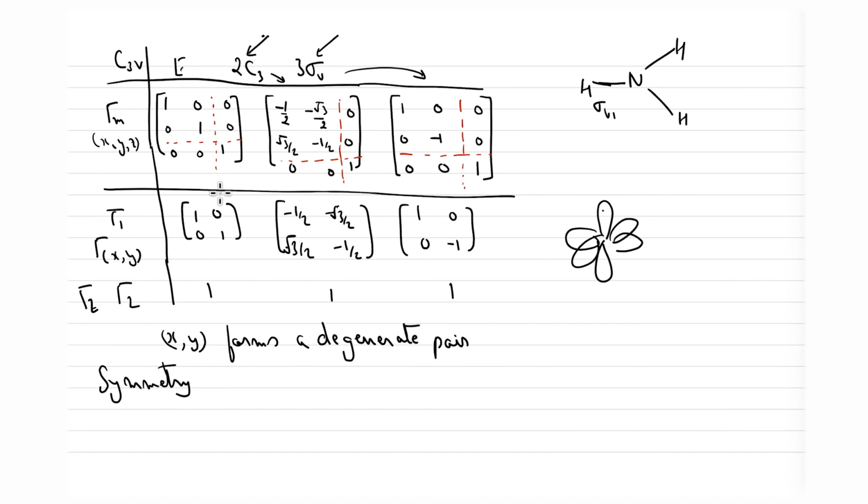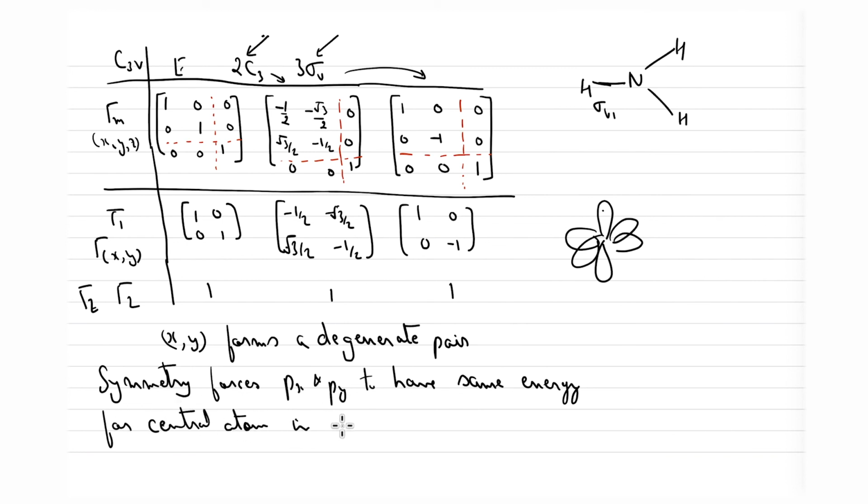So we can say that these are purely symmetry rules. There is no chemistry here. These are the pure symmetry rules. So symmetry forces px and py to have the same energy for the central atom in the C3V point group. This is a direct application of symmetry to the orbital diagram.